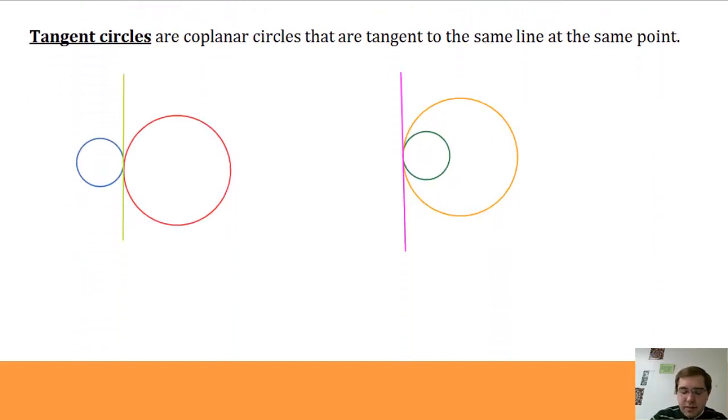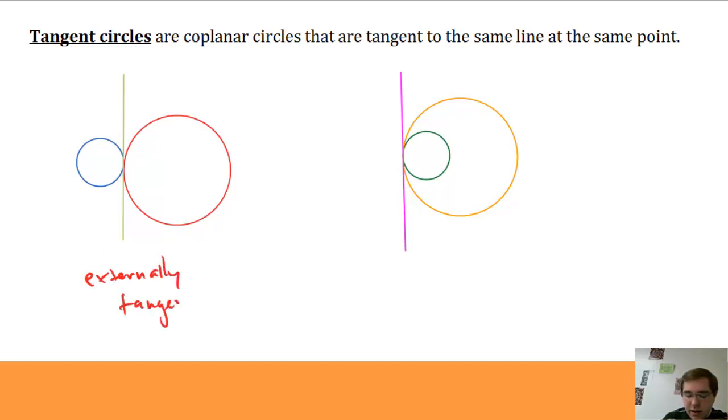And our last definition. Tangent circles are coplanar circles, they lie in the same plane, that are tangent to the same line at the same point. In other words, the two circles are tangent to each other. They both only touch each other in exactly one point. In the picture on the left, I've got two circles that do not share any interior points, and they're both tangent to that green line I drew. So these circles are called externally tangent.